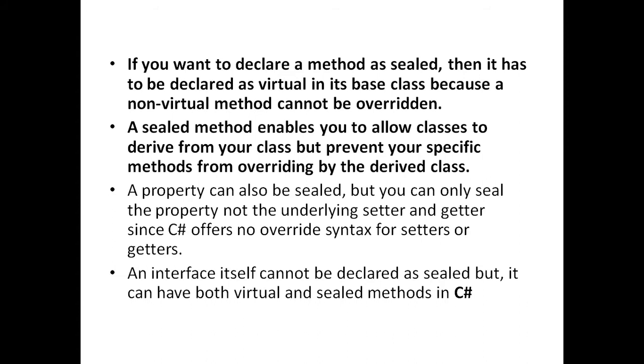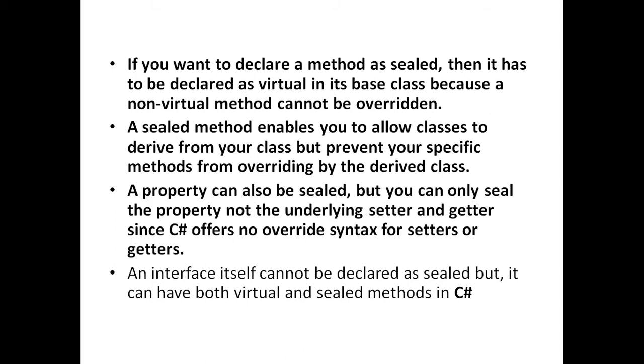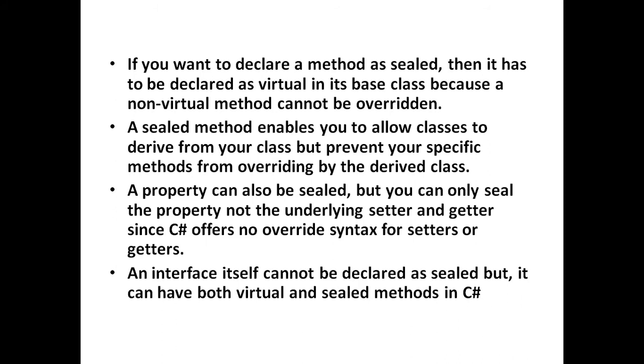A sealed method enables you to allow classes to derive from your class, but it prevents your specific method from being overridden by the derived class. A property can also be sealed, but you can only seal the property, not the underlying setter and getter, since C# offers no override syntax for setters and getters. An interface itself cannot be declared as sealed, but it can have both virtual and sealed methods in C#.